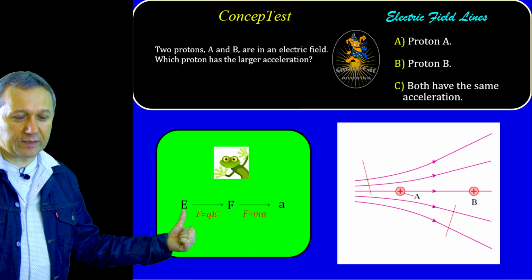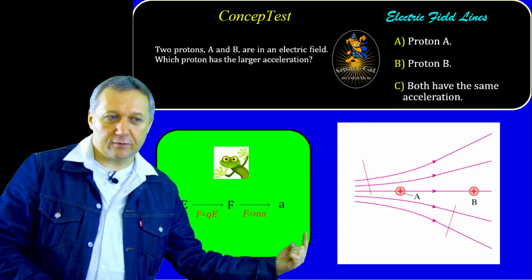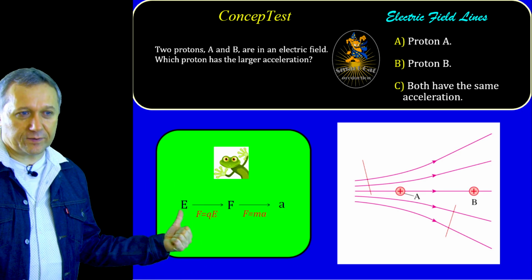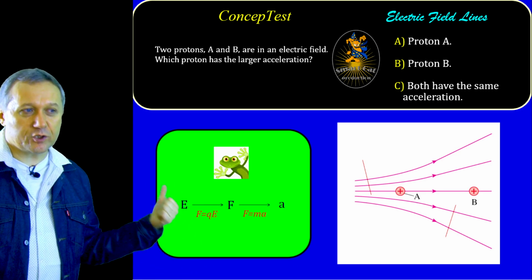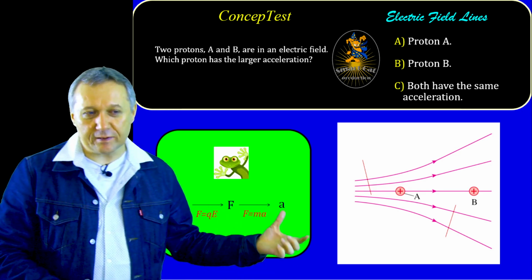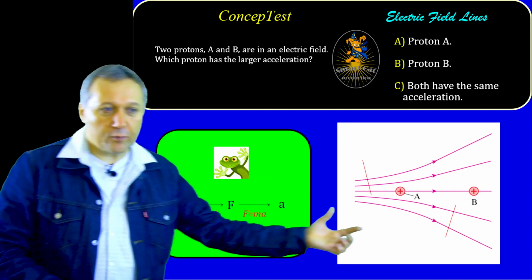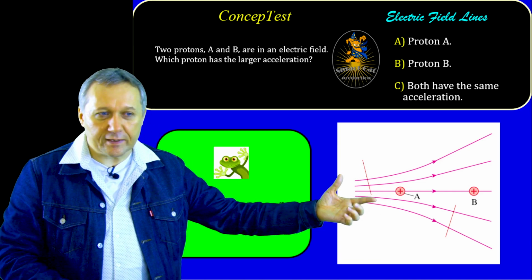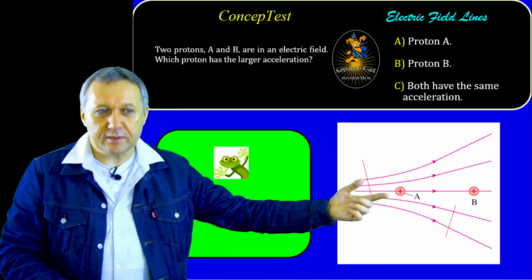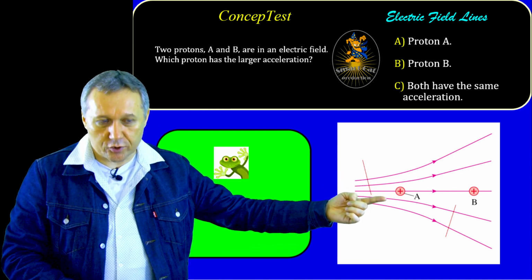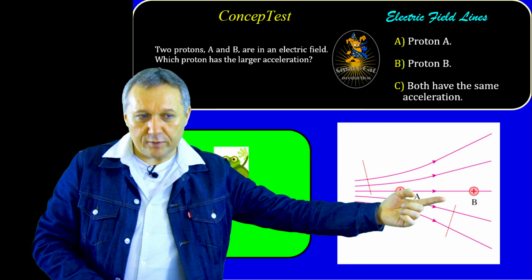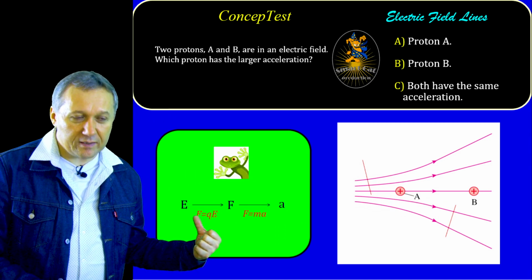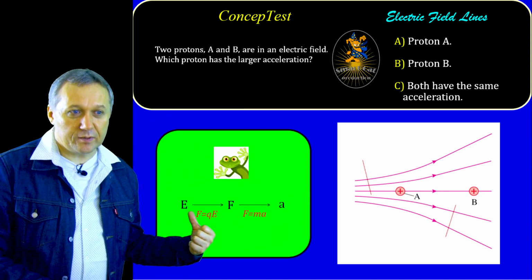So first we need to get information about E in order to get information about the acceleration. What do we know about the electric field? The electric field is stronger where the electric field lines are denser. At point A, the density of electric field lines is larger, so the electric field here is stronger than the value of the electric field at point B. So E at point A is larger than E at point B.